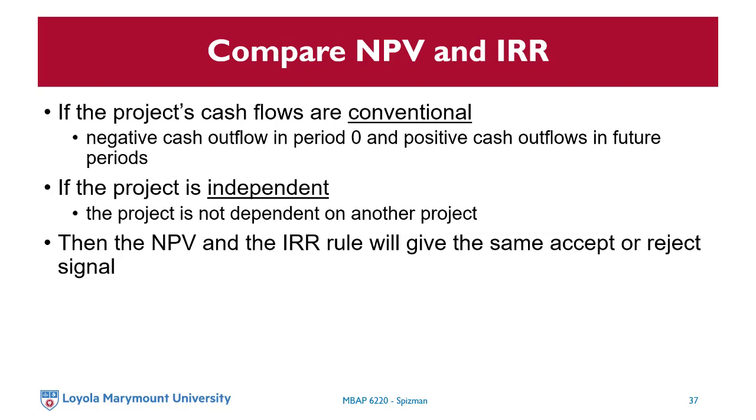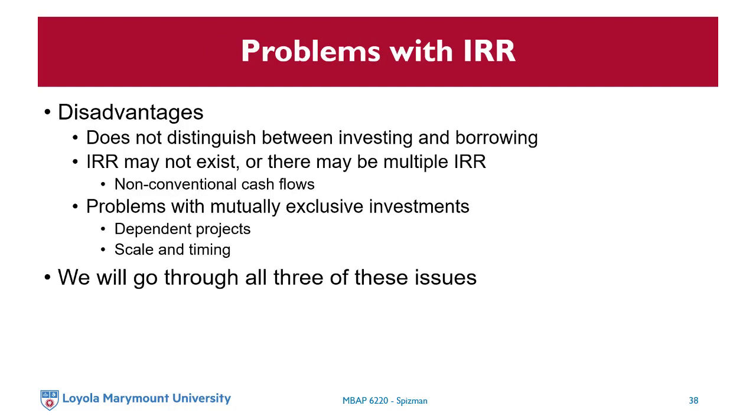So you can think of this as you have a piece of land and you could build a mall, or you could build a grocery store. If you build the mall, that is a dependent project because it's dependent on not building the grocery store. So you want those independent projects to make sure that the IRR works. And that's really where the issues of the IRR arise.